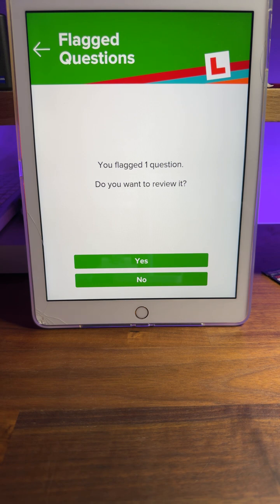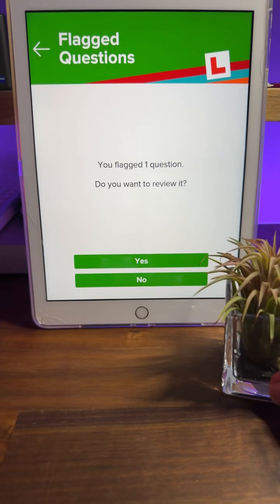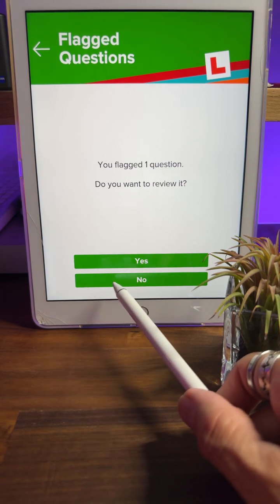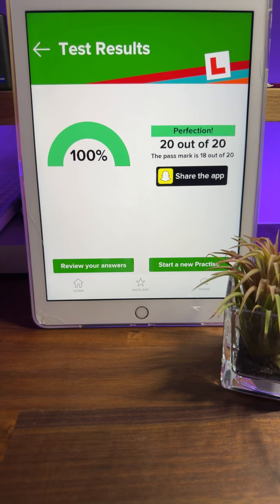Okay, so it is plant time. We're going to have a quick look at our plant. There it is. I'm going to keep them on the little side there. We'll keep them there. Okay, so we don't want to review the questions or the answers. Gosh, thank God for that. Yep, we got 20 out of 20.